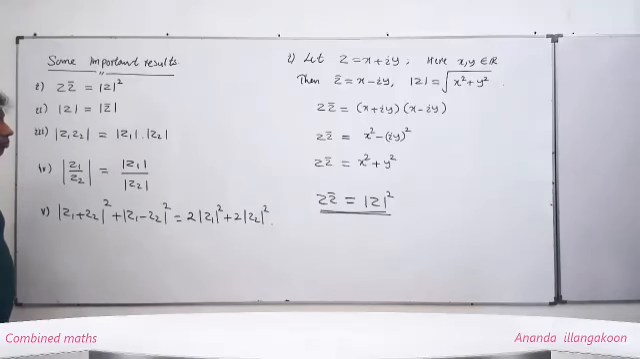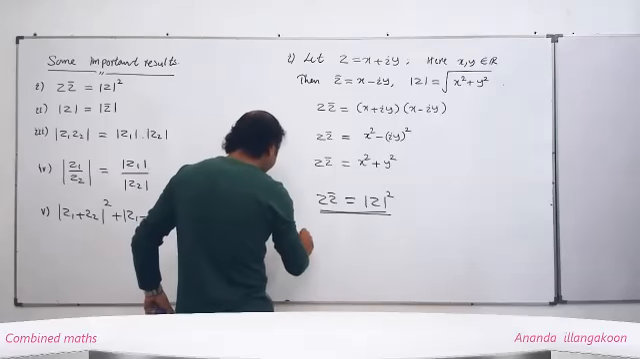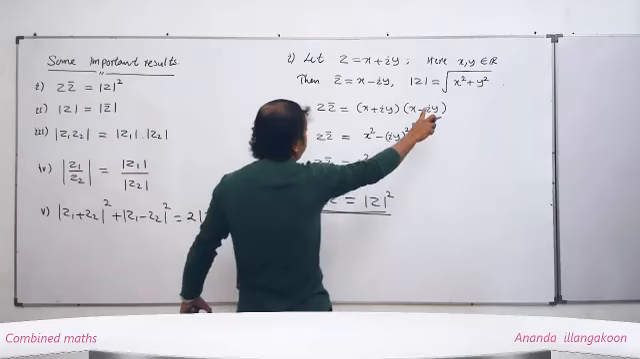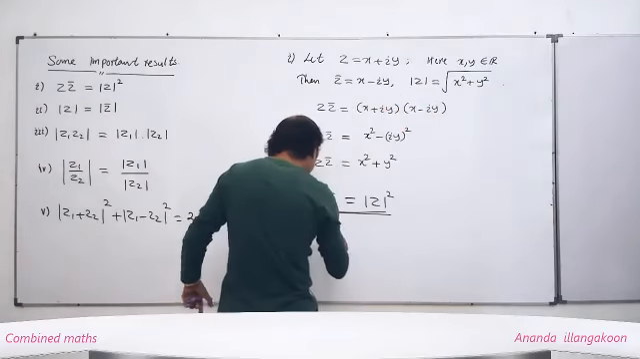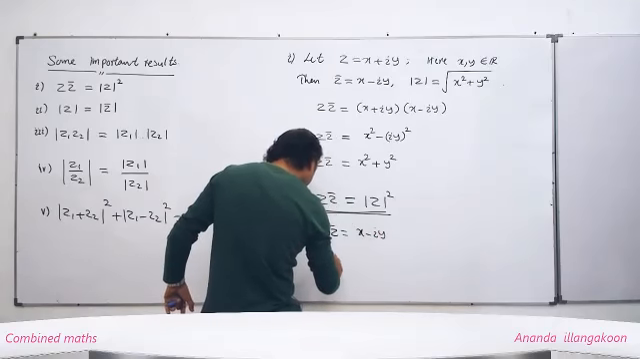Right. Number 2, people. You can write this mod z is this. Now z bar is this now, people. Then z bar mod.